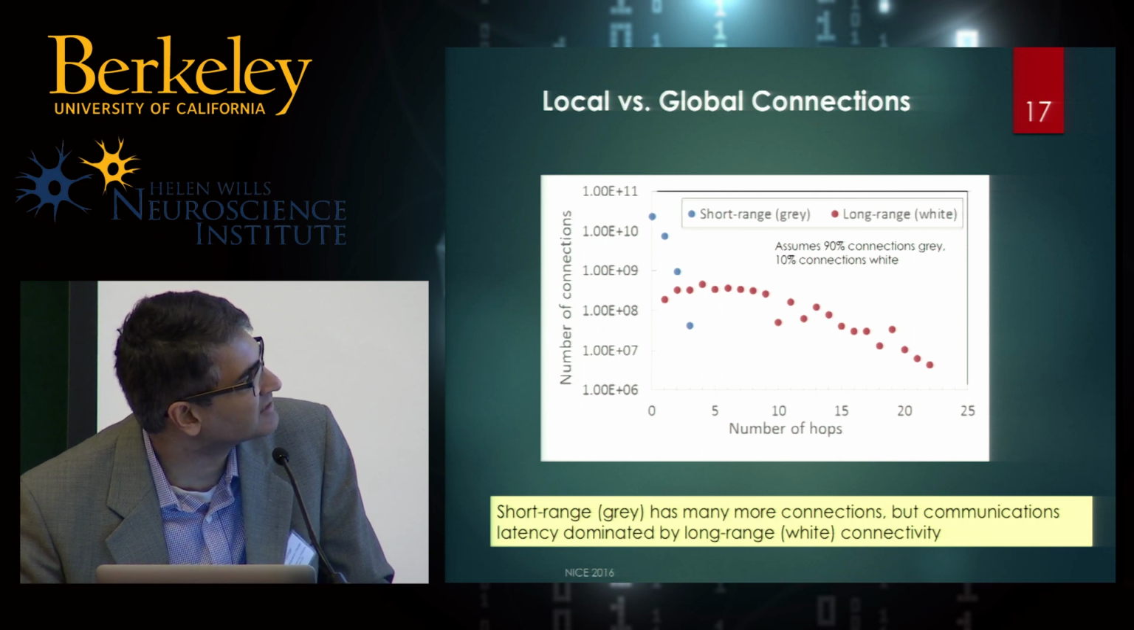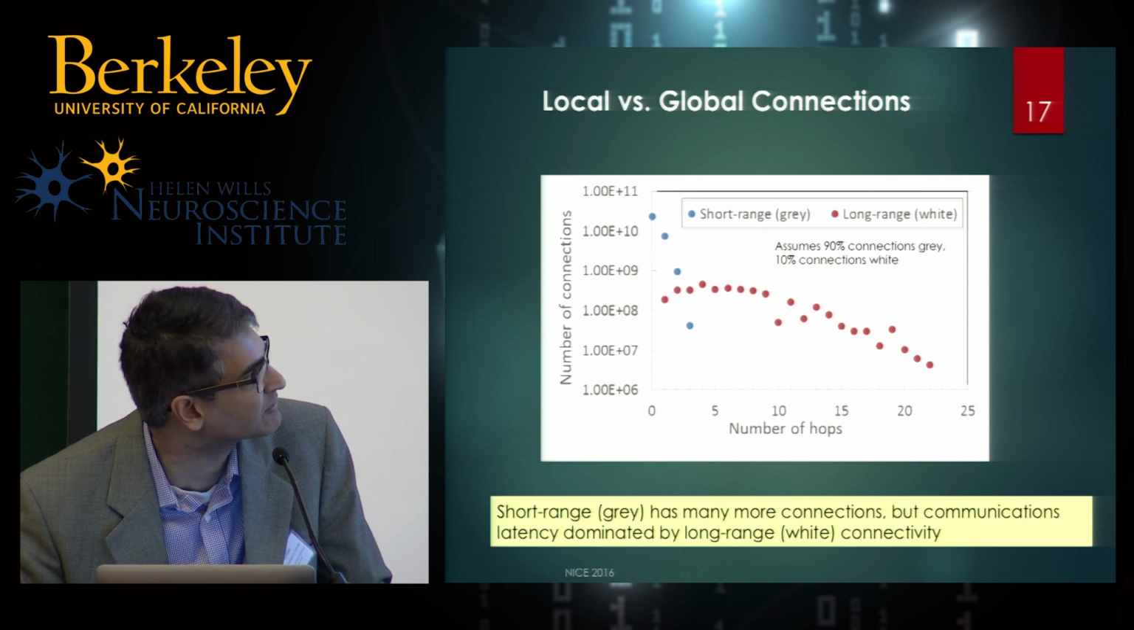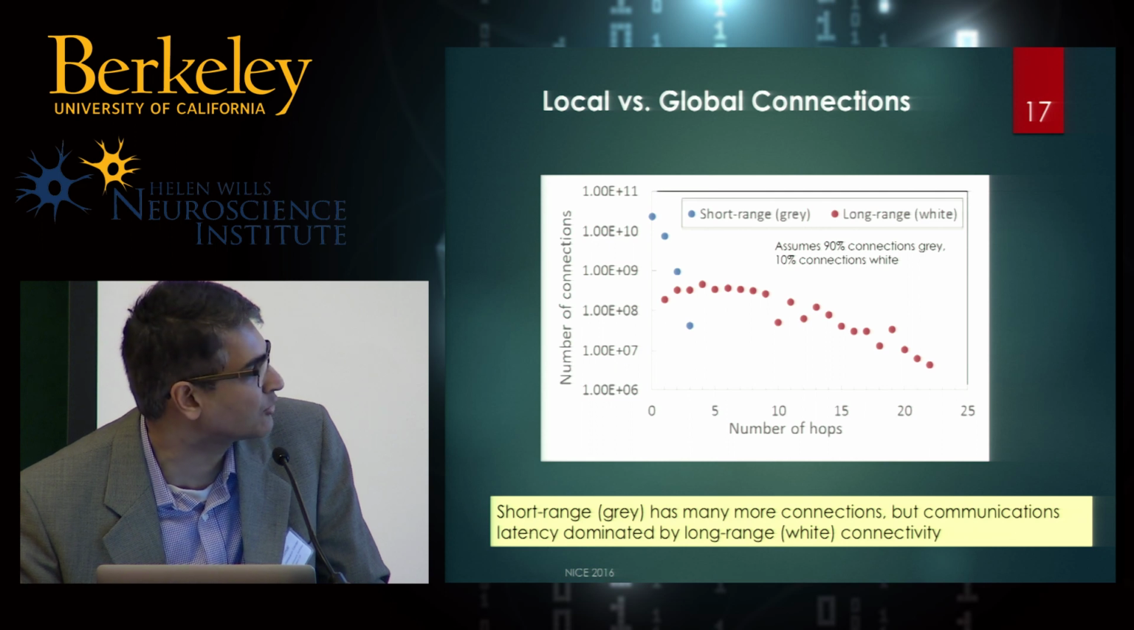However, the latency is really set by the number of hops, and the fact that it still takes between 20 and 25 hops for the farthest case will set the latency in the system. So we really have to pay attention to this tail, even though the majority of the connections are actually local.